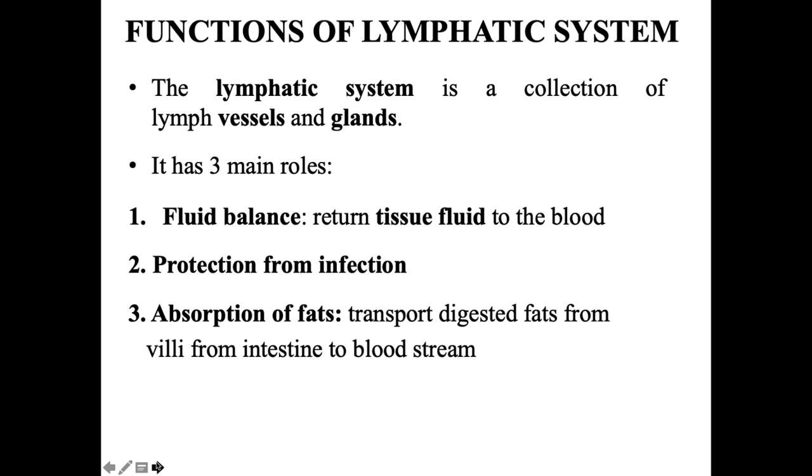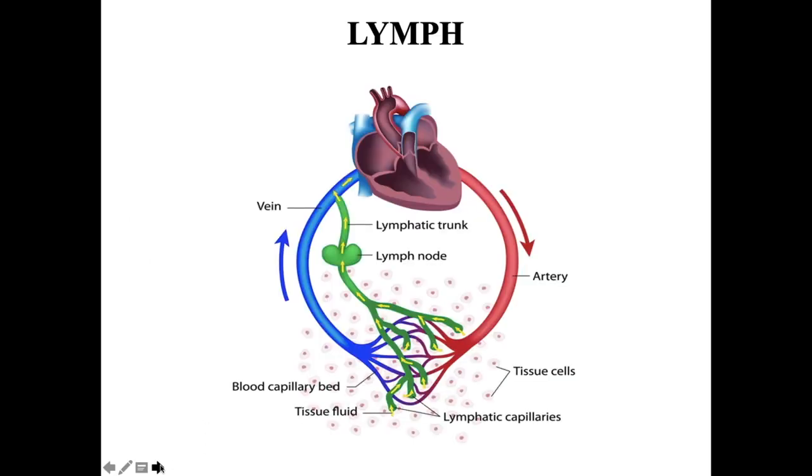There is a lymph vessel called the lacteal that is found in the villi of the small intestine. They absorb the digested fat from the intestine into the bloodstream. This is again an important question and it has been asked many times. What are the functions of the lymphatic system? And you should know the three functions.